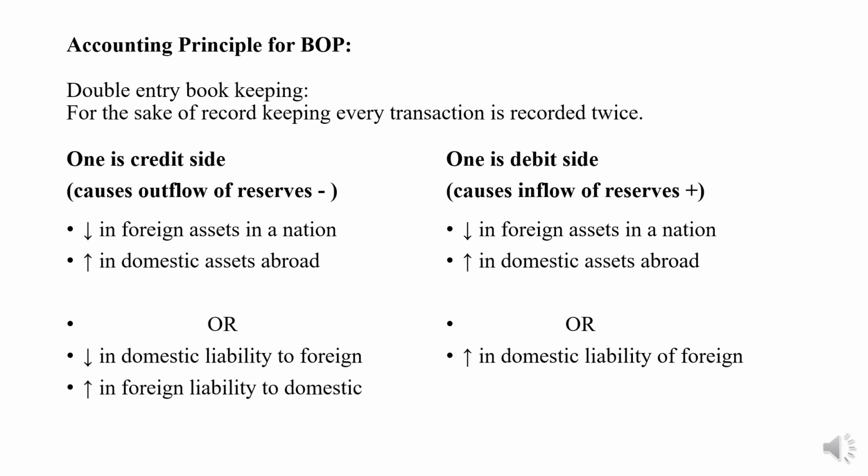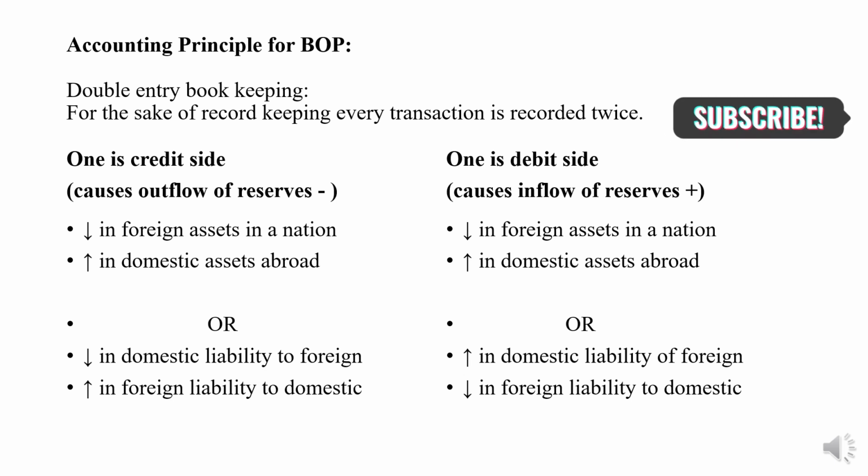The second entry is if there is increase in the foreign liability to domestic, so we keep the record twice. In this, we will include on the debit side as there is decrease in foreign liability to domestic.